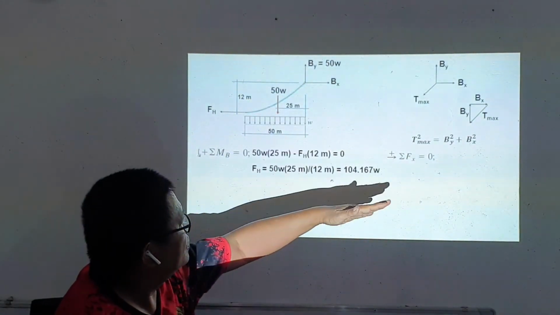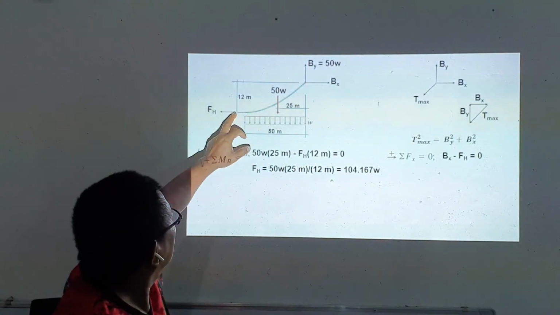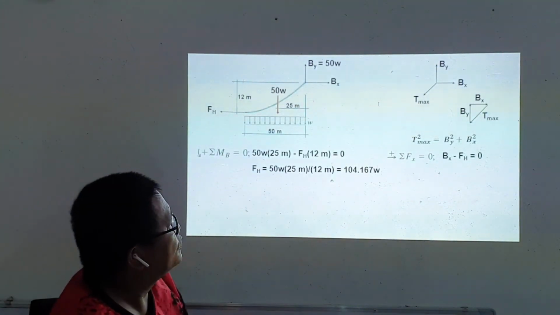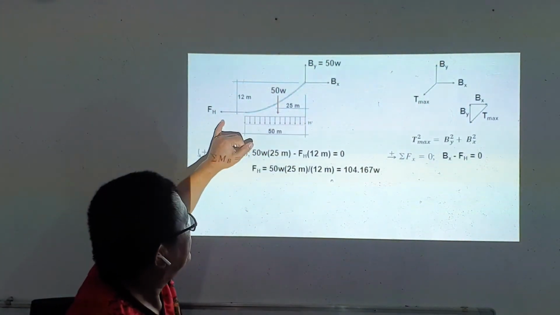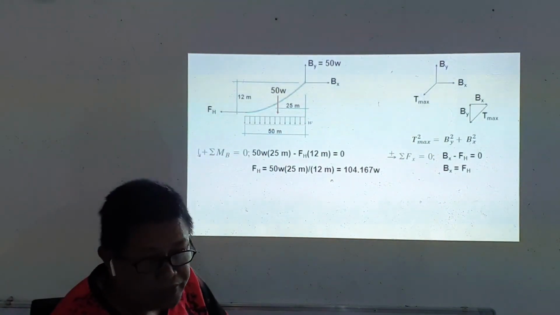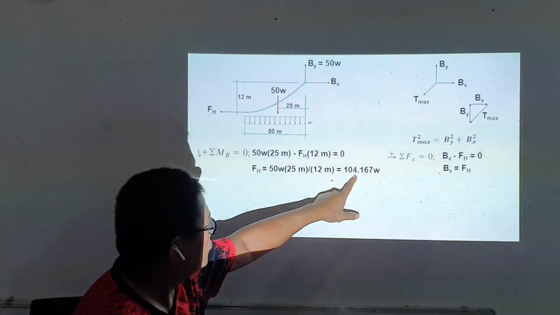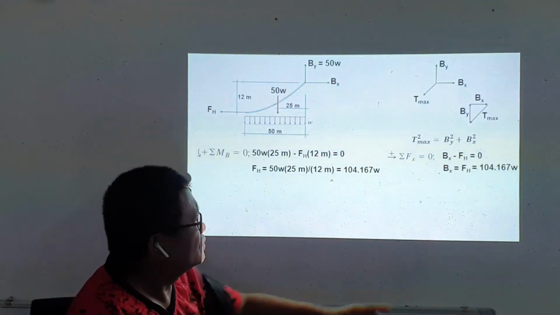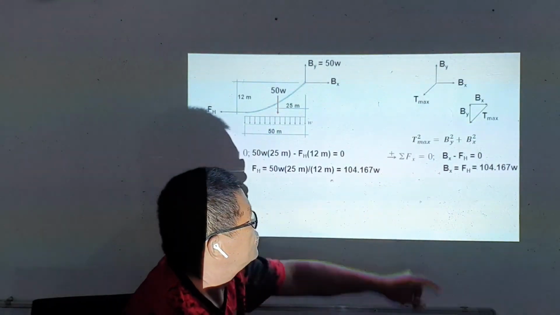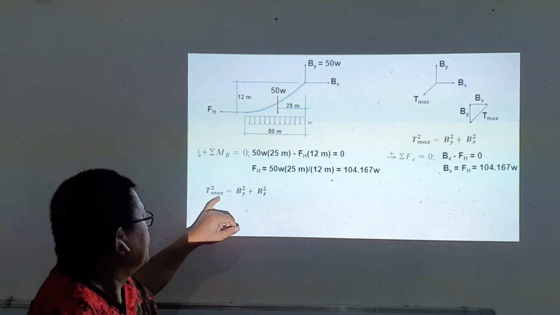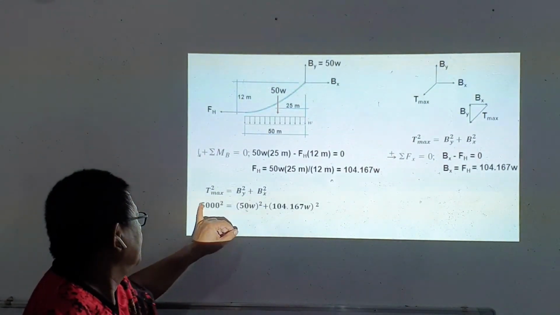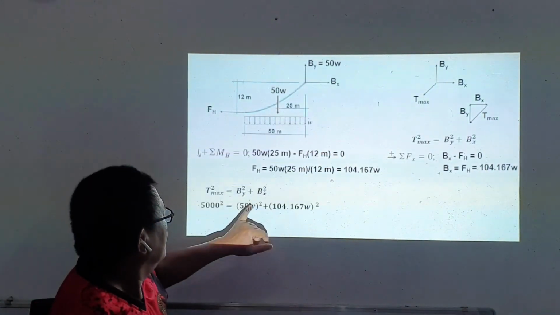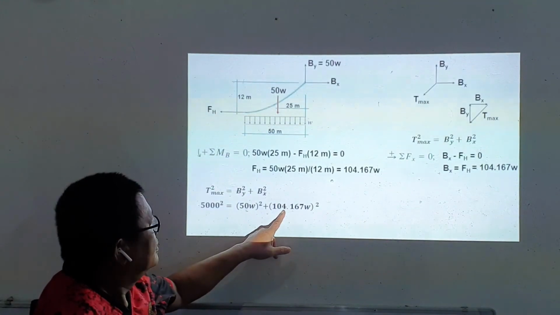We first sum forces along x equals 0, and we will have Bx minus Fh equals 0. There are no other forces along the horizontal, so Bx should be equal to Fh, where Fh is 104.167 W. So that we can substitute this into the equation for Tmax squared. From this equation, we can just substitute the given Tmax. By is 50W, and then we have Bx also squared.